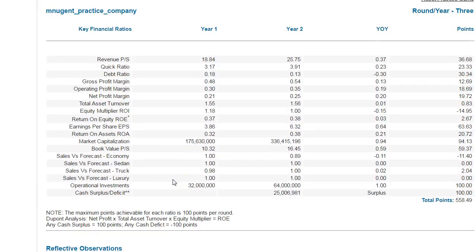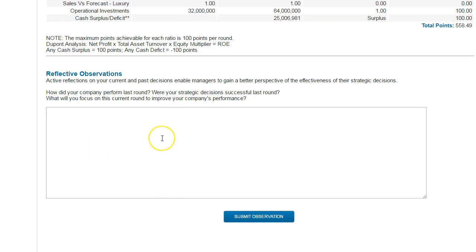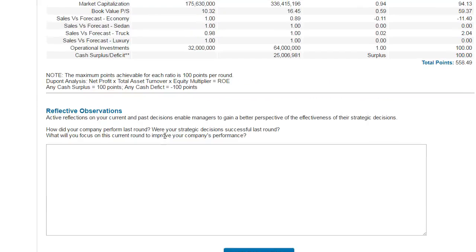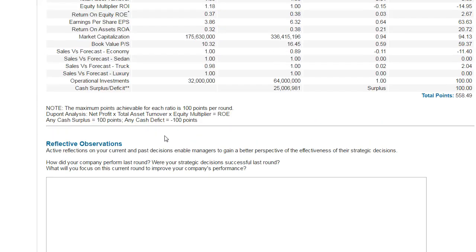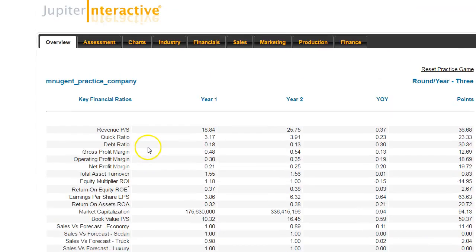So now, and remember, I see some teams filling out these reflective observations. That's not a requirement. I made that very clear in multiple places in the course, in the assignment, and the overview of the course. So you don't have to fill out the reflective observations because this is a condensed class. We really don't have the time to do that.